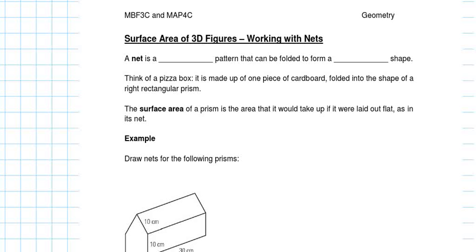Squares, rectangles, and triangles. How many rectangles? 3 rectangles, and how many triangles? 2, right? So if I take this apart, you're going to have 3 rectangles and 2 triangles, right? What if I have a pyramid?